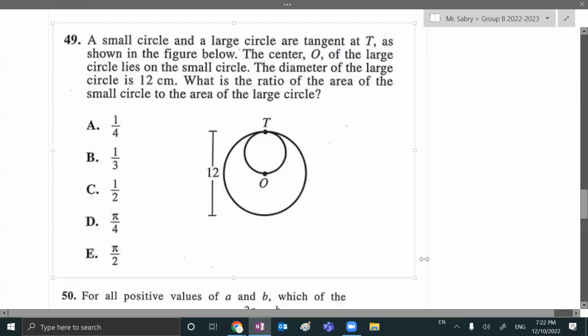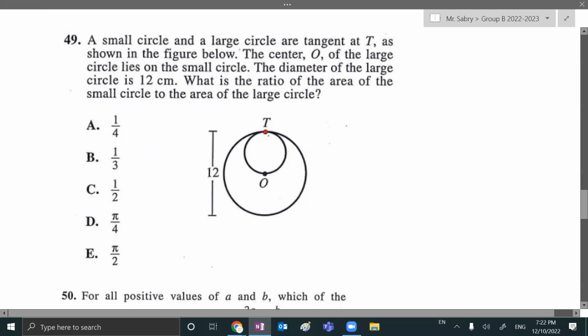A small circle and a large circle are tangent at T, which means they touch each other only at this point, as shown in the figure above. The large circle lies on the small circle. The diameter of the large circle is 12. What's the ratio of the area of the small circle to the area of the large circle?